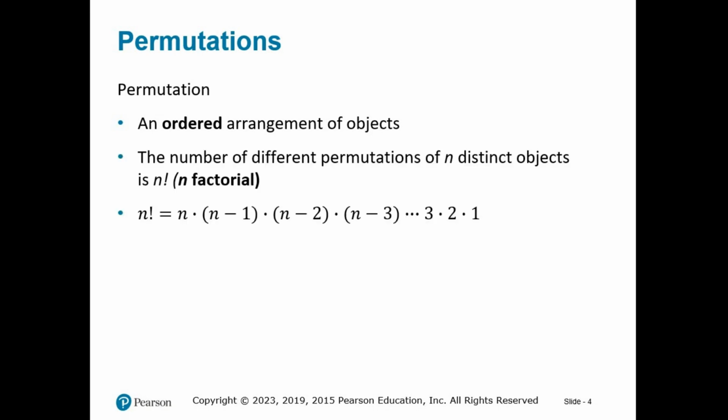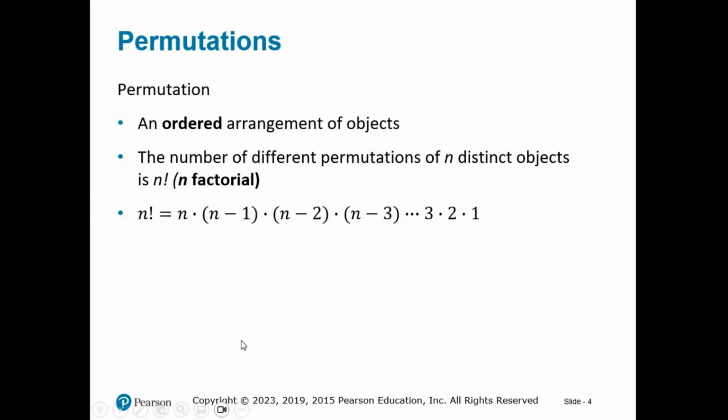We're going to begin by talking about situations where order is important. Let's start with defining permutations. A permutation is an ordered arrangement of objects. If we have exactly n objects being sorted into n positions, then the number of different permutations of n distinct objects is n factorial. That's what you call that little symbol, the exclamation point, a factorial.